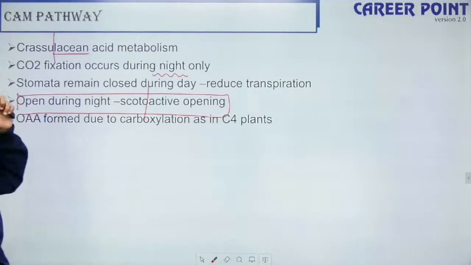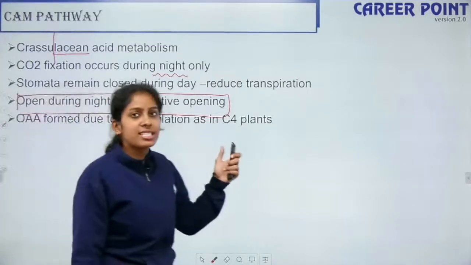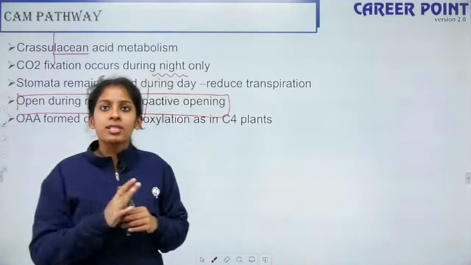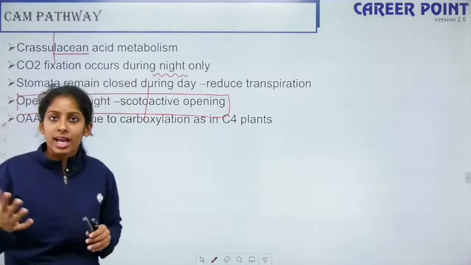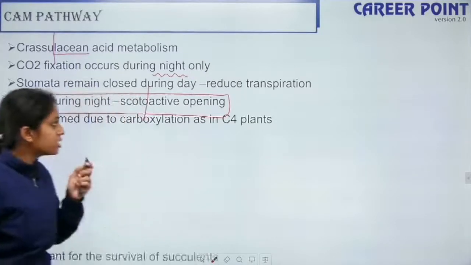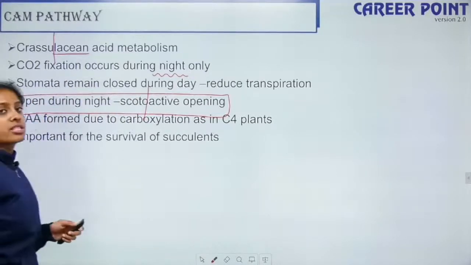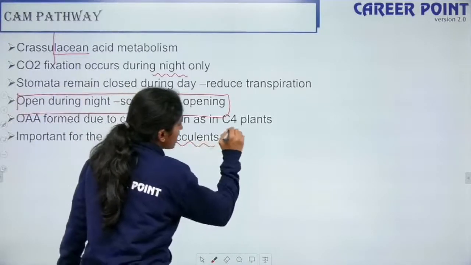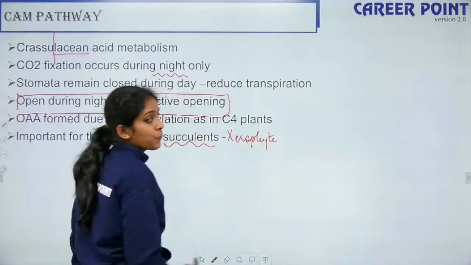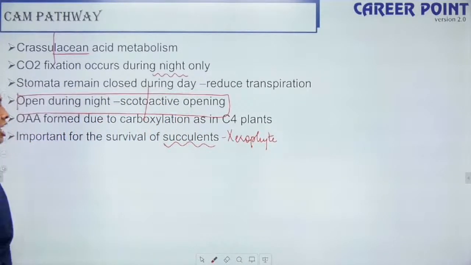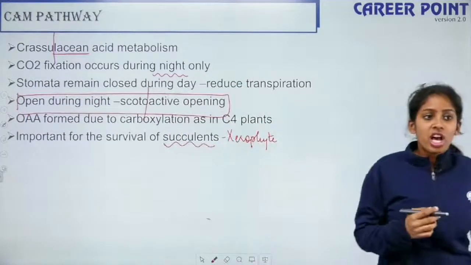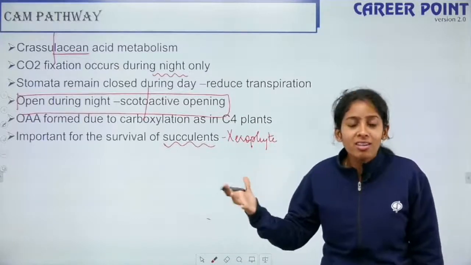Oxaloacetic acid is formed due to carboxylation as in C4 plants. So your CAM plants have the same pathway as your C4 plants, but the only change happens during the night. The stomata open during the night and close during the day. That is all the difference. It is important for the survival of succulents, I would say xerophytes, the plants that live in very dry conditions, for example desert-like conditions. They have to conserve water at all costs, so they have to reduce transpiration. Thus the stomata open during the night.